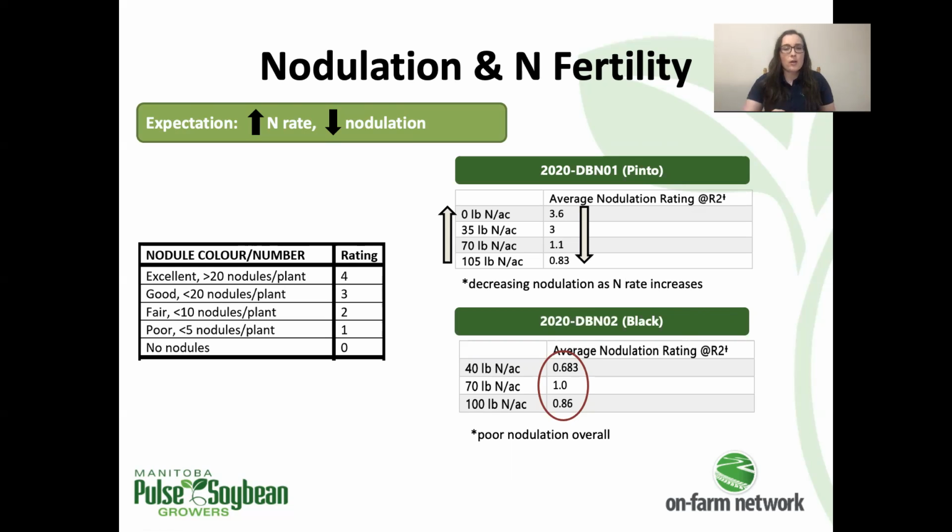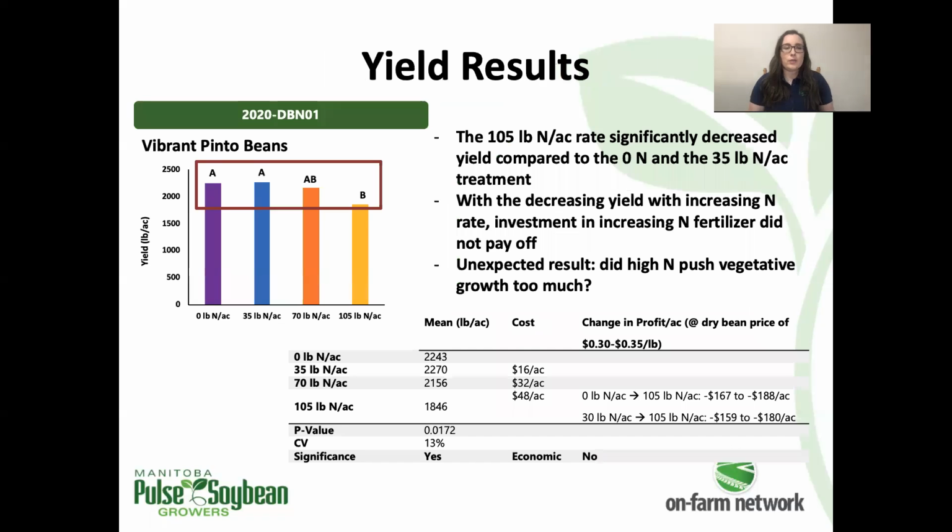At the second trial, the black bean trial in Western Manitoba, overall, there was just generally poor nodulation at this site, and there wasn't really any sort of trend with nitrogen fertilizer rate. Poor nodulation overall isn't necessarily a big concern for dry bean production if you're fertilizing accordingly and providing enough nitrogen to meet the needs for yield. So let's see how the yield results played out.